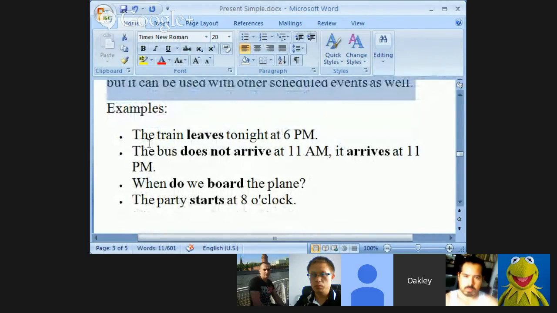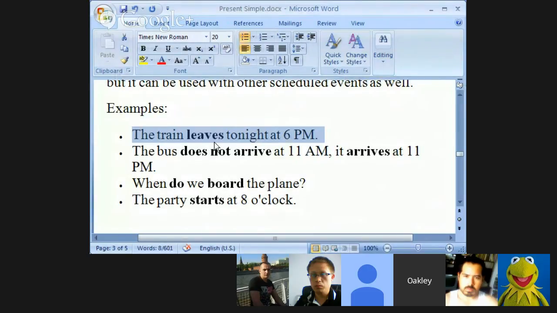The train leaves tonight at 6 p.m. Is it wrong to say the train will leave tonight at 6 p.m., future tense? No, it's not wrong. Absolutely not. Is it wrong to say the train is leaving tonight at 6 p.m., present continuous? No, it is not. It is perfectly okay to use future, to use present continuous, or to use present simple.